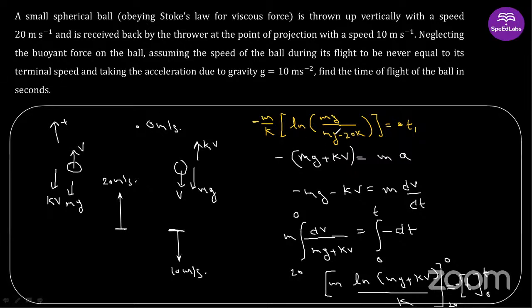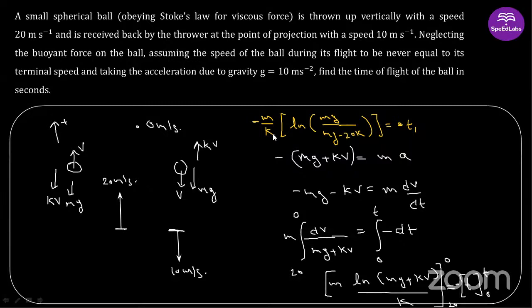One second, what are they saying? A small spherical, is there any other information? I'm just checking. 20 received back with 10, neglecting the buoyancy force on the ball, assuming the speed of ball during its flight to be never equal to terminal speed and taking its acceleration due to gravity as 10. Find the time of flight of the ball. Okay, nothing else is given. Okay, this is the first equation.